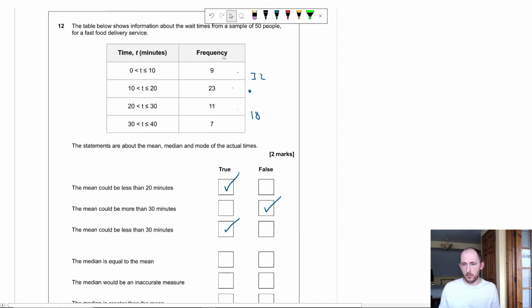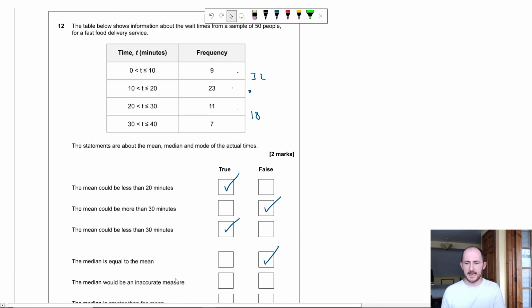So it's going to be all of these values in order. The values are already in order, so it's going to be the middle value. And we have 50 people, so 25 people would be in this class here. So it would be between 10 and 20. Right? Now, is it equal to the mean? Well, that is a statement. It doesn't say it could be equal. It could be equal, but it's not guaranteed to be equal.